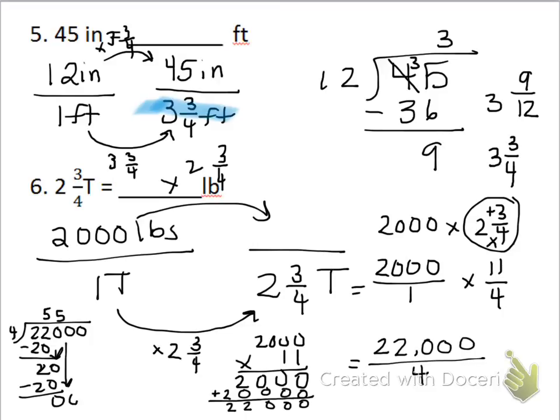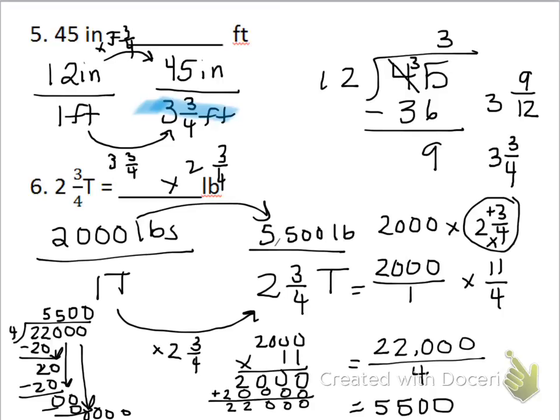Bring down that 0. How many times can 4 go into 0? 0 times. And 0 times 4 is 0. 0 minus 0 gives me a 0. I bring down my last 0. How many times can 4 go into 0? 0 times. 0 times 4 will be 0. And 0 minus 0 will again give me 0. So what that means, because we got a 0 as a remainder, it means my answer is actually a whole number, 5,500. So that means that in 2 3/4 of a ton, there is 5,500 pounds.